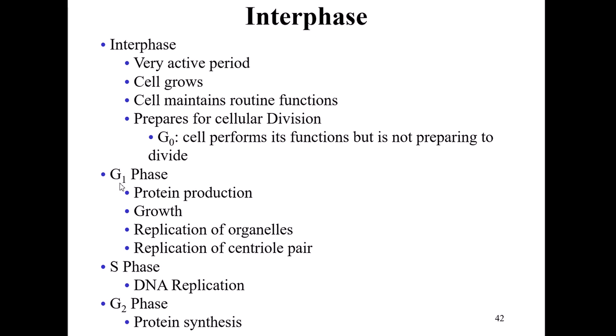In G1, the main thing, if you want to highlight, this is the main thing I want you to know. We replicate all of the organelles, right? And I'm assuming you also knew the centriole pair. The centrioles become important for mitosis. The S phase, the main thing I want you to know, DNA replication. And then right before division, it's going to go through G2. And the main thing that's happening here is we're producing proteins. So all of this is interphase.